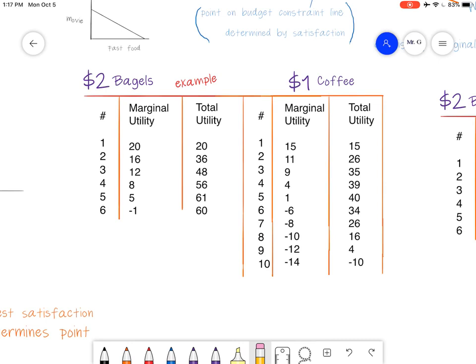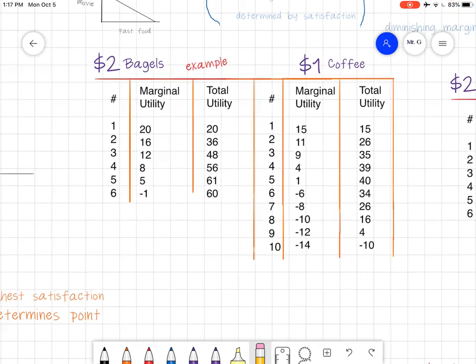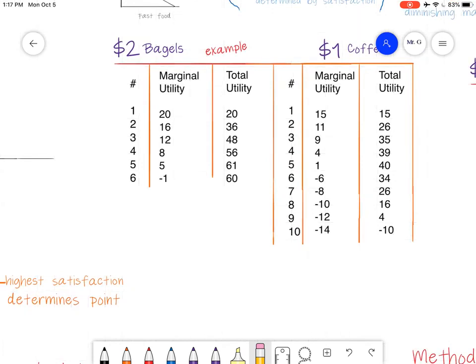If I really loved coffee more than bagels, I shouldn't give coffee a marginal utility of 15 and bagels a marginal utility of 20, because if I like coffee more, why would I give it less satisfaction than bagels? So it's about how the numbers compare. When you put in your numbers, look at how they compare to the other item. That's where utility comes from. If you did this, your numbers would be different, but then again, your choices would be different.